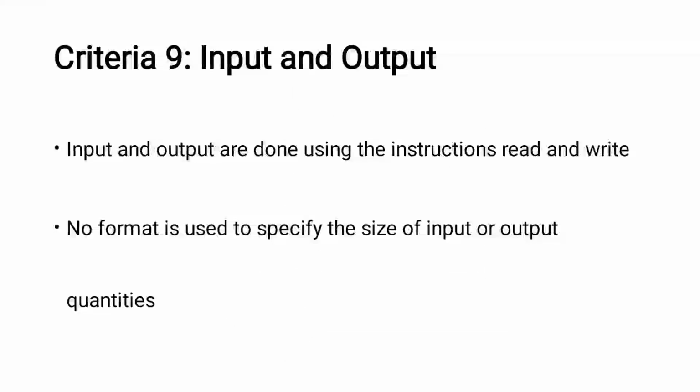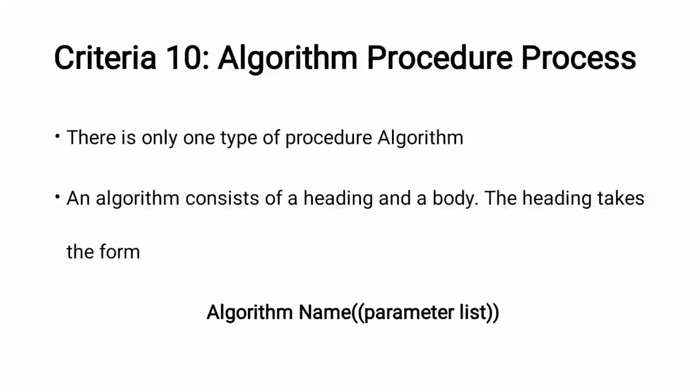Criteria number 9 is about input and output. Input and output are done using instructions based on read and write. No format is going to be specified for the size of the input or output quantities. The last one is criteria 10: algorithm, procedure, process. This is only one type of procedure algorithm. It always consists of a heading and the body statements.